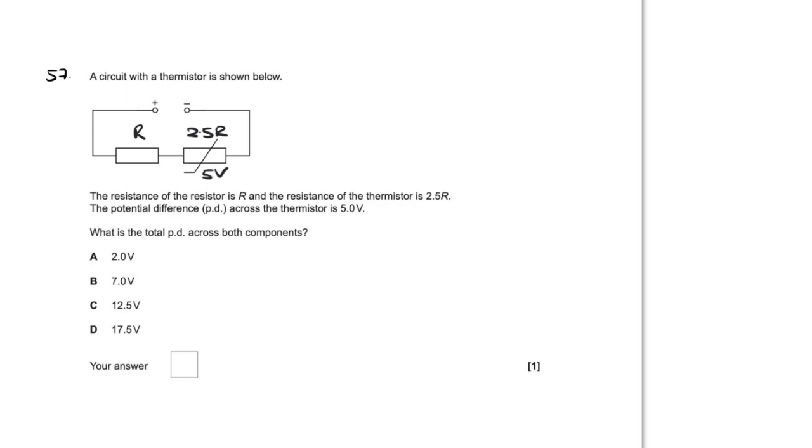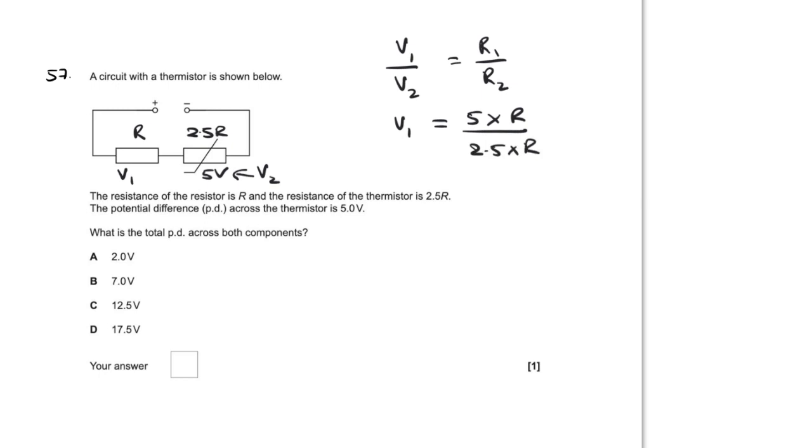Okay, so we know that if it is a series circuit, voltage is shared in proportion to the resistance as the current is constant. Okay, so if I just say that the voltage V1 over V2 is equal to R1 over R2, let's find out what is the voltage across the fixed resistor. I'm going to call it V1, and this is V2. So V1 equals 5 times R over the resistance of the thermistor, which is 2.5 R. Okay, and that gives us 2. And therefore the total, mind you, is going to be 7.